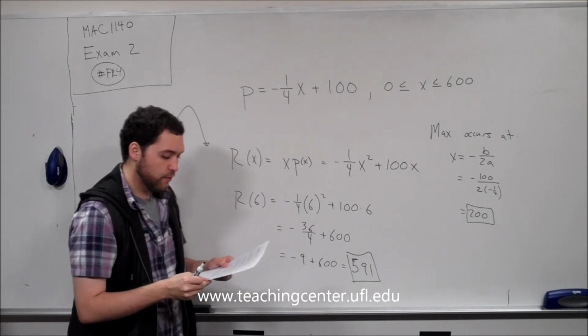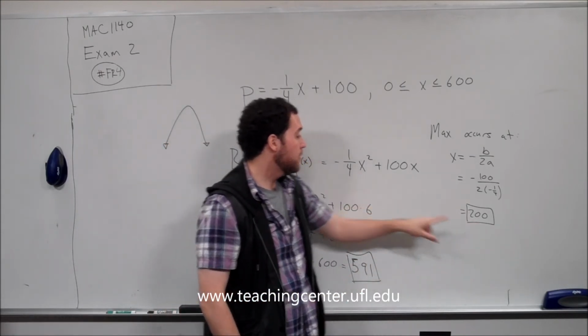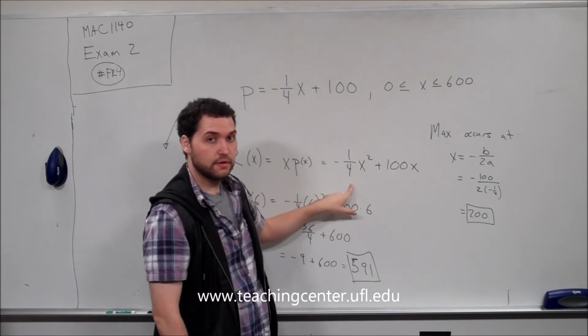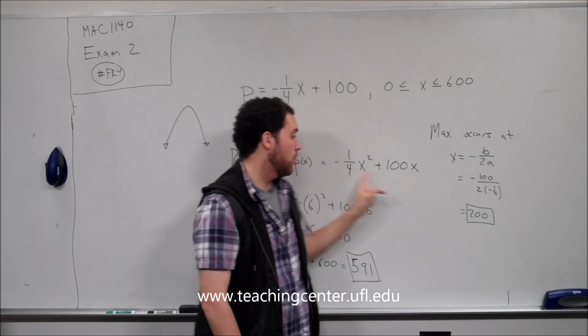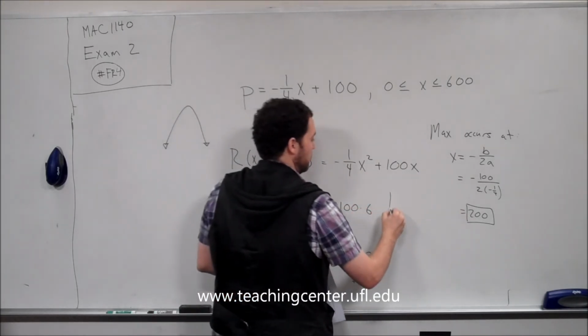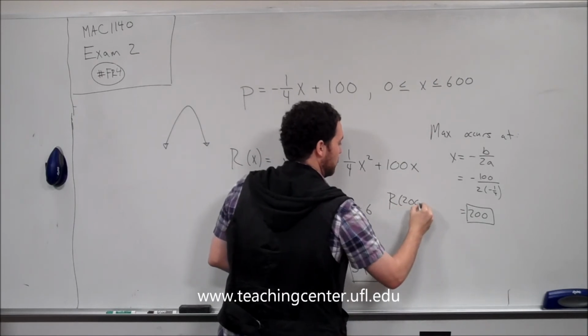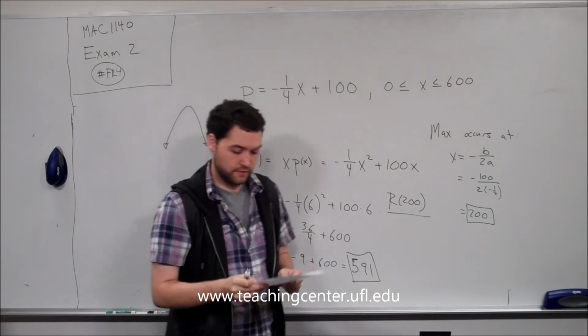Part D says, what is the maximum revenue? So this is where we can take this 200 and plug it back into your revenue. Because we know that if this is where it occurs, and this tells you what your revenue is, then R of 200 must give us our maximum revenue. So just go ahead and plug and chug.